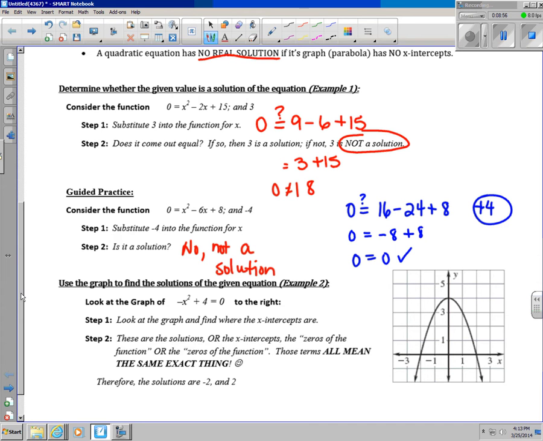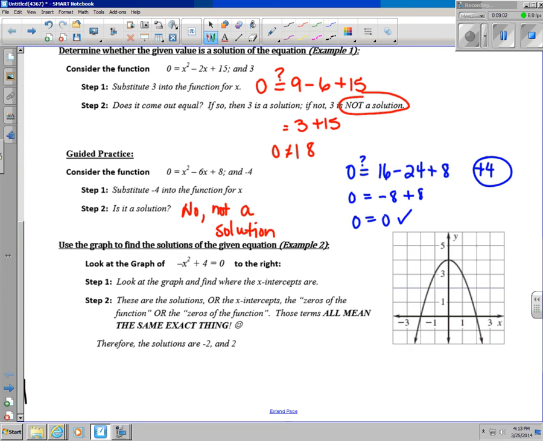Let's look at our next example. Example 2 says use the graph to find the solutions of the given equation. So we're going to look at the graph of negative x squared plus 4 equals 0 to the right. So here's our graph. All we are going to do is look at the graph and find where the x-intercepts are. First of all, I want to point out a few things about this graph. It has a negative a, so it does open downward. It has no b, so the y-axis is its axis of symmetry. And it has a vertex of (0, 4), which you see right there, which is your c term. So here's your vertex.